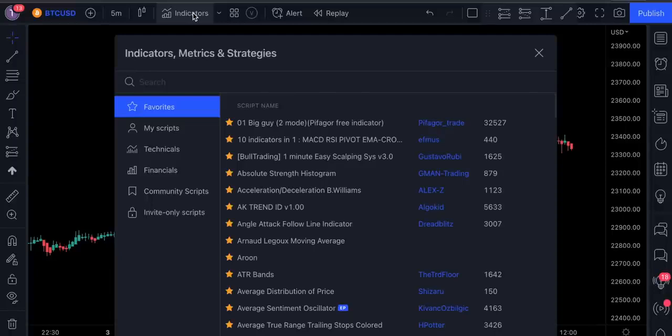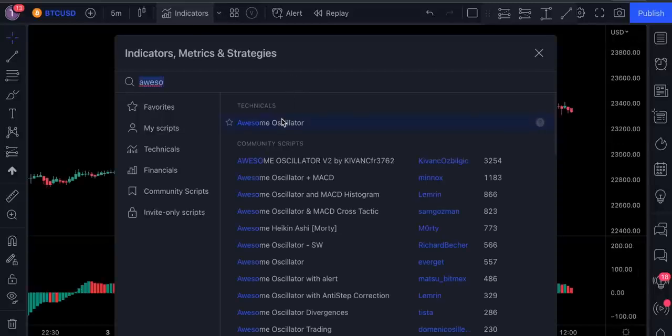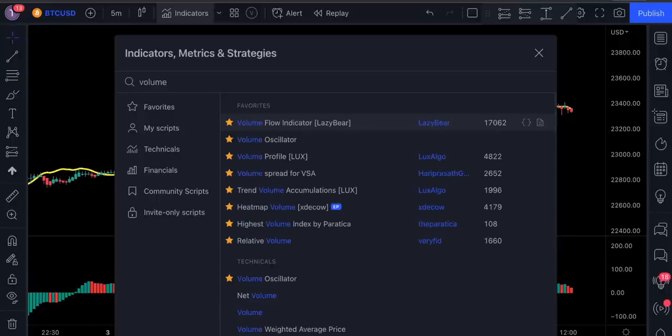For the first indicator, let's add Awesome Oscillator. For the second indicator, we will search for Zero Lag SMA. This indicator by Verifid. And for the third indicator, we will add a secret volume tool no one knows about. This indicator is called Highest Volume Index by Puratica.